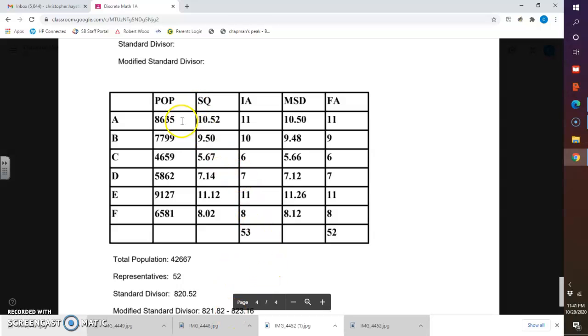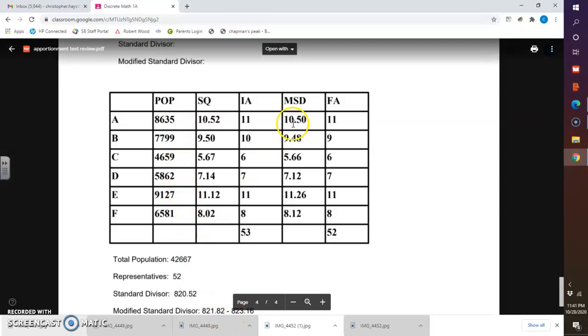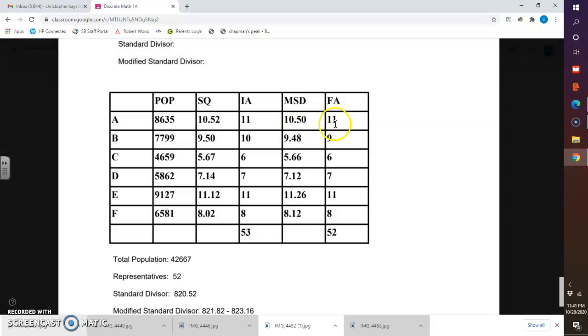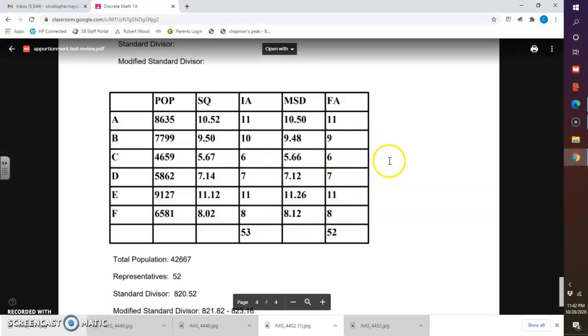So when I do this, now I divide all my populations by a number in this range, and I'm going to get 10.5, which still rounds to 11, but 9.48 now rounds down to 9, so I lose that one rep, which is what I was looking to do. 5.66 still rounds to 6, 7.2 still rounds to 7, 11.26 still to 11, and 8.12 still to 8. And that's how I get my final answer.